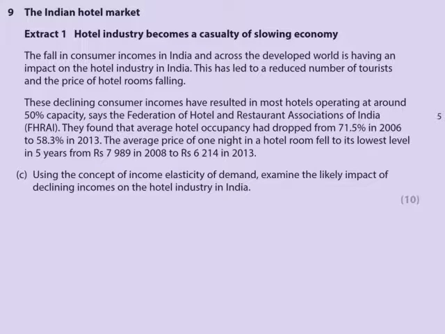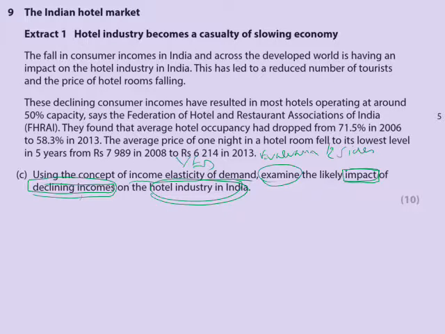Okay, so again, a case study question. This one says using the concept of income elasticity of demand. So we know it's going to be about YED. Examine. So we know this is an evaluation question. So we're going to need 2 sides to this answer. The likely impact. So we know we need kind of impacts. What's going to be the outcomes of declining incomes? This is the change on the hotel industry. So it's the impact on a business in India. So our K, A, and A's.